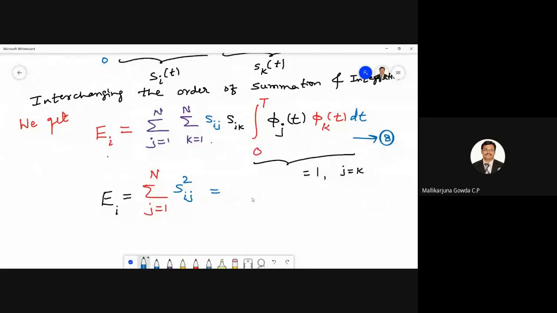Yes, can I write s square ij? Which is nothing but what? Just now we have derived, no? Summation j is 1 to n s square ij is equal to what? That is squared length of the signal vector. Have I not derived this? Have I not come across this expression?